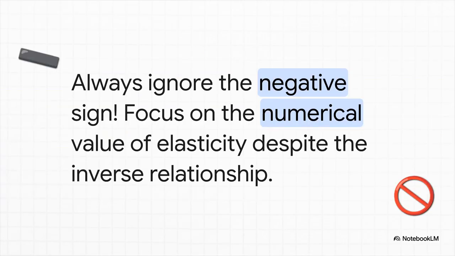Now, there's one massive rule you have got to remember here. Ignore the negative sign. Because price and demand generally move in opposite directions, price goes up, demand goes down, your calculation is naturally going to spit out a negative number. But in economics, we just ignore that negative sign so we can focus strictly on the numerical value, or the actual magnitude, of the elasticity.